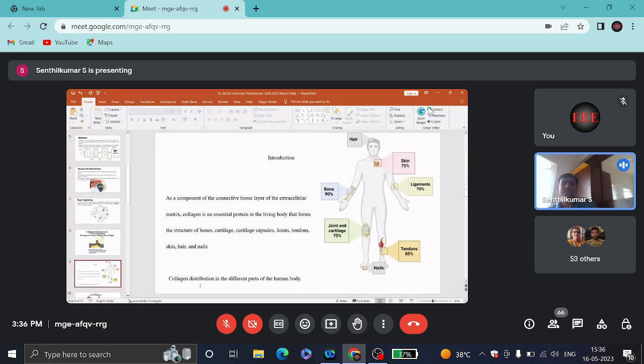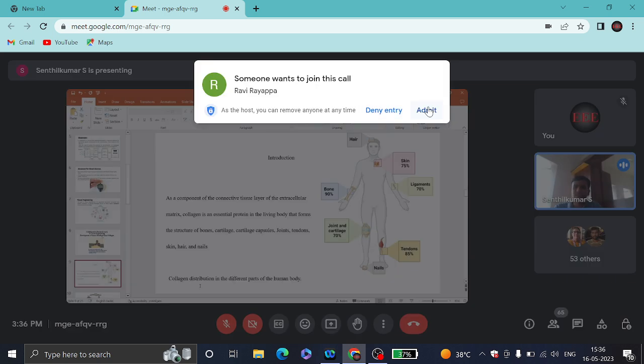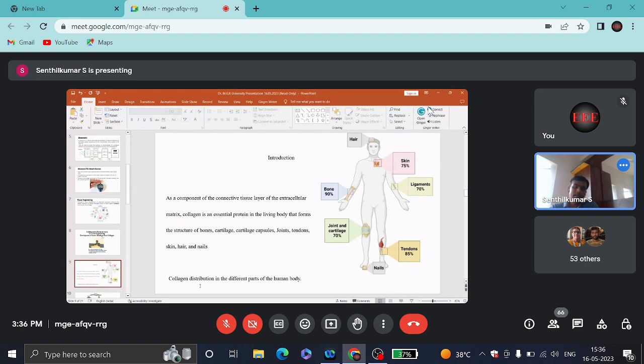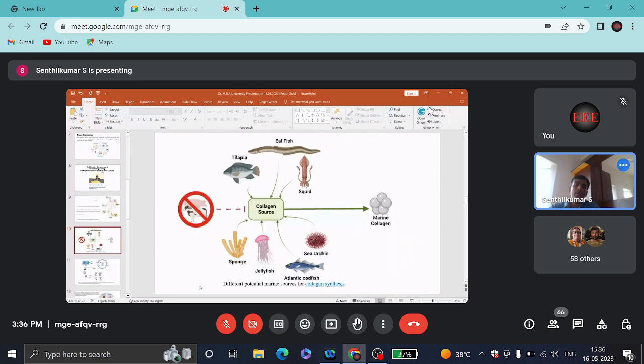Introduction: as a component of the connective tissue layer of the extracellular matrix, collagen is the main component. Collagen is an essential protein in the living body that forms the structure of bone, cartilage, capsule, joints, tendons, skin, scar, and nails. It is present in hair, skin, ligaments, tendons, nails, joints, cartilage, and bones. Collagen is distributed in different parts of the human body.